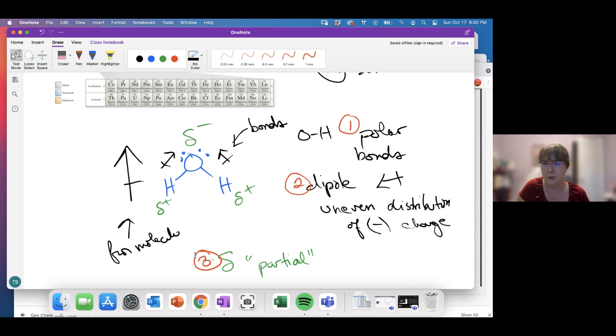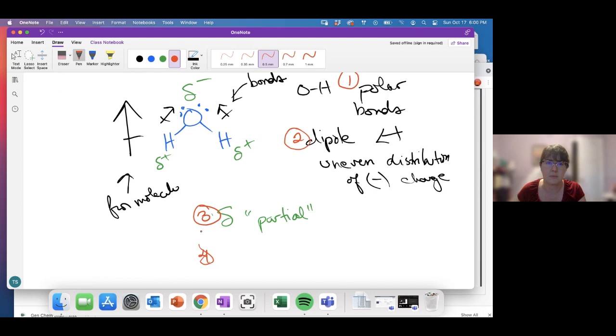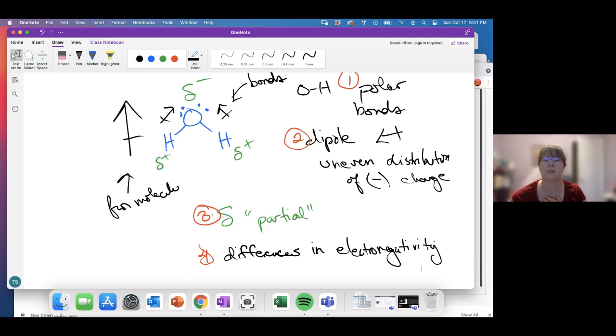I'm trying to think if there's another one. So what I would recommend you do is go back through your notes and see if there is another way to talk about or to denote what's going on in here. Because polarity and electronegativity, maybe that's the other word I was looking for. We'll say differences in electronegativity. There's a lot of different words and they're all being used for the exact same concept.